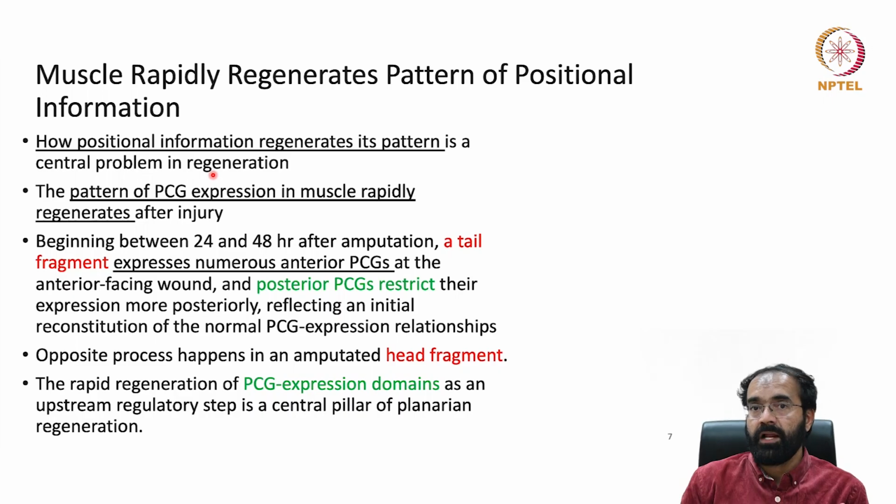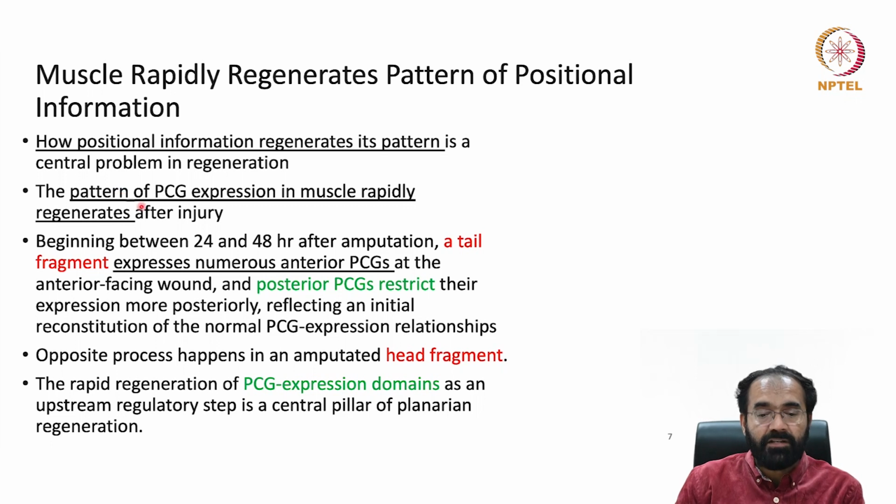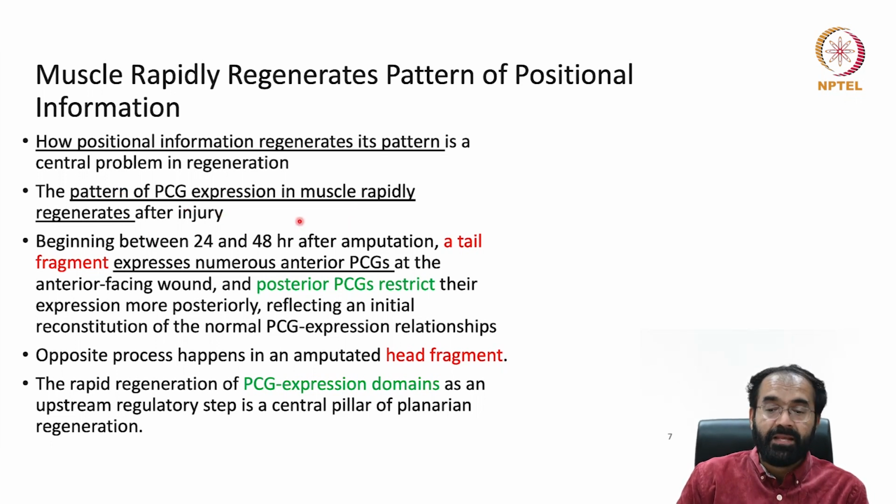Now if a part has disappeared, like the head is chopped off, now you have a trunk. Now where is the muscle? There is no muscle. It has to grow from the blastema. So the first line of formation has to be the muscle, not the organ, and this muscle will start expressing the PCGs, and these PCGs will guide the migrating neoblast which is coming from the rest of the body or from the remaining trunk. The pattern of PCG expression in the muscle rapidly regenerates after injury.